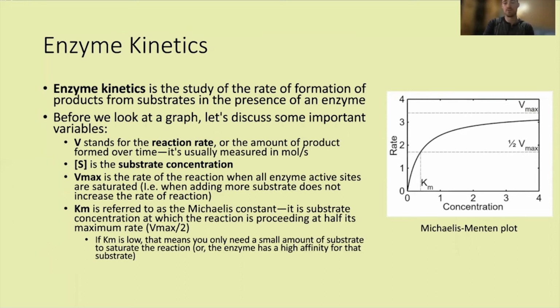If Km is low, that means you only need a small amount of substrate to saturate the reaction, or the enzyme has a high affinity for that substrate. So Km and affinity are inversely related. The lower the Km, the higher the affinity. The higher the Km, the lower the affinity. Something to keep in mind.